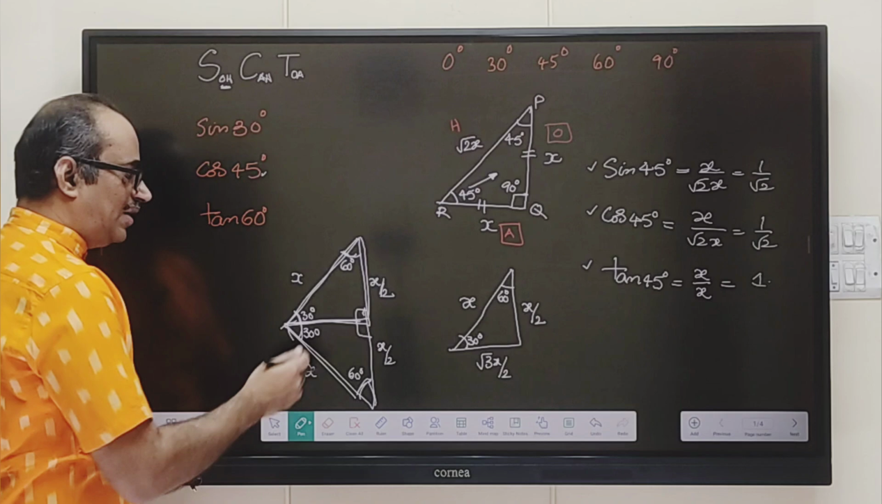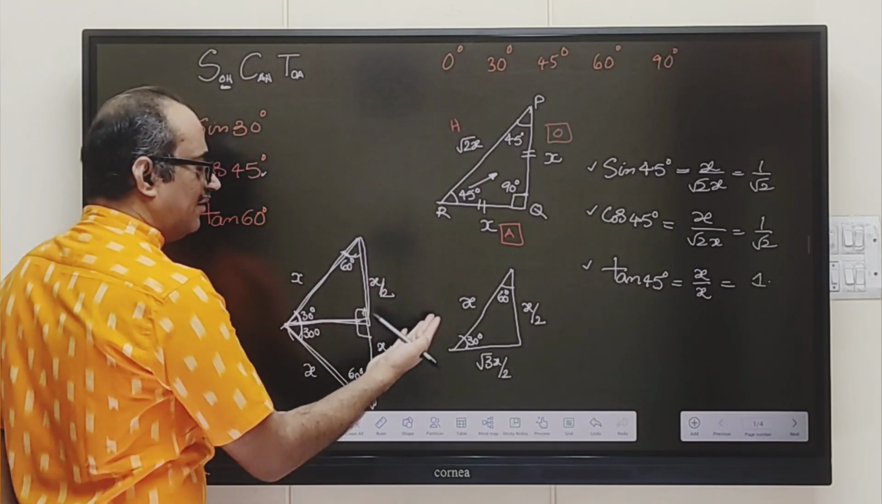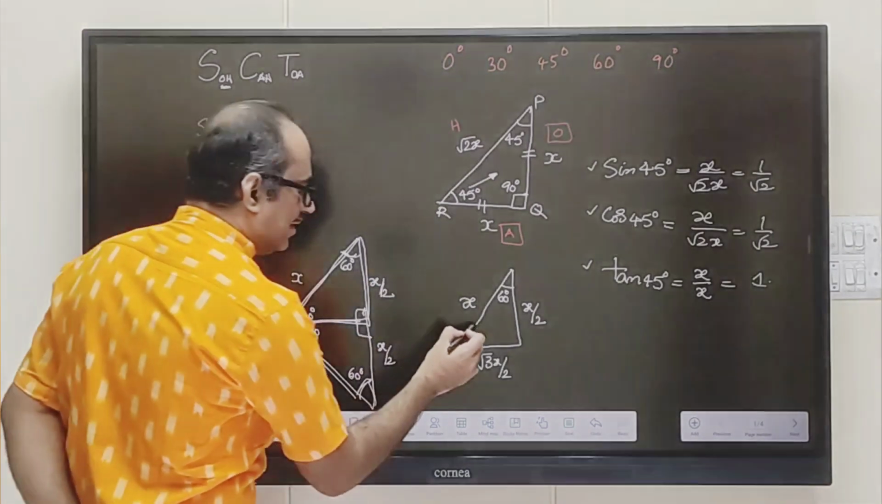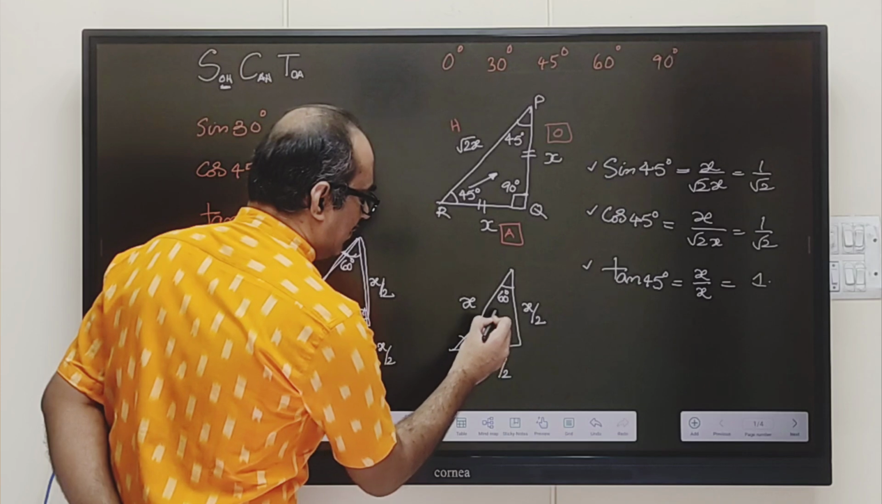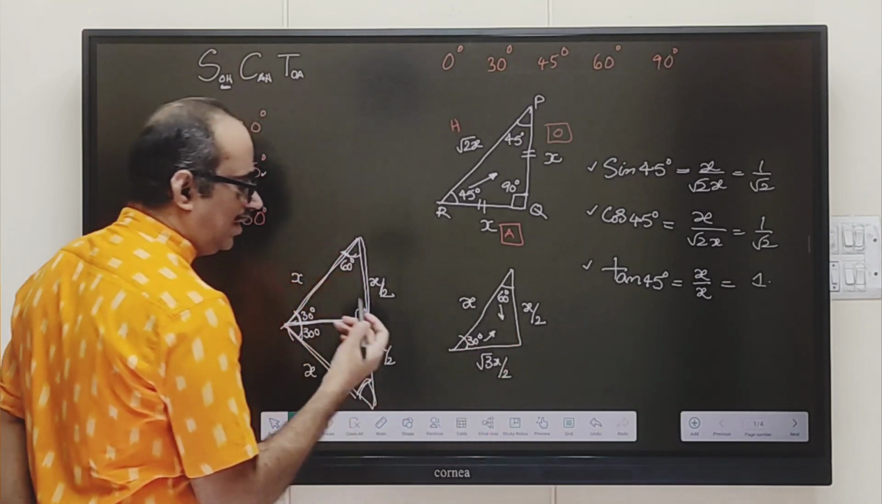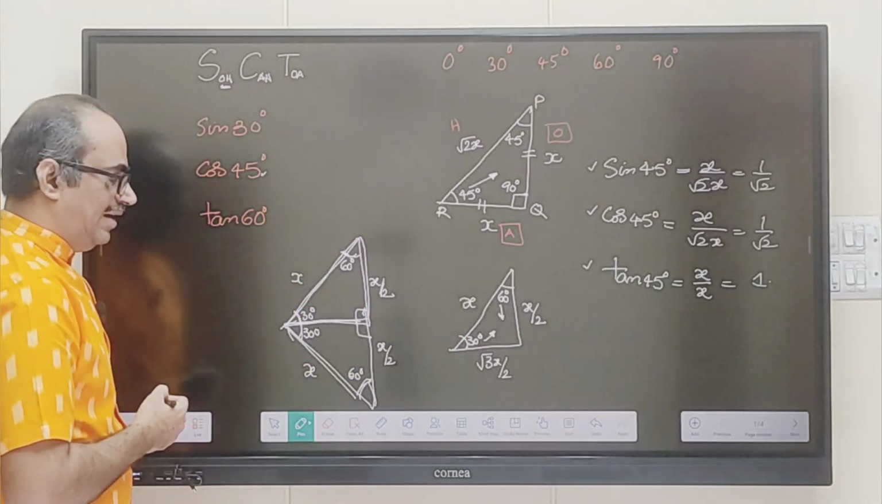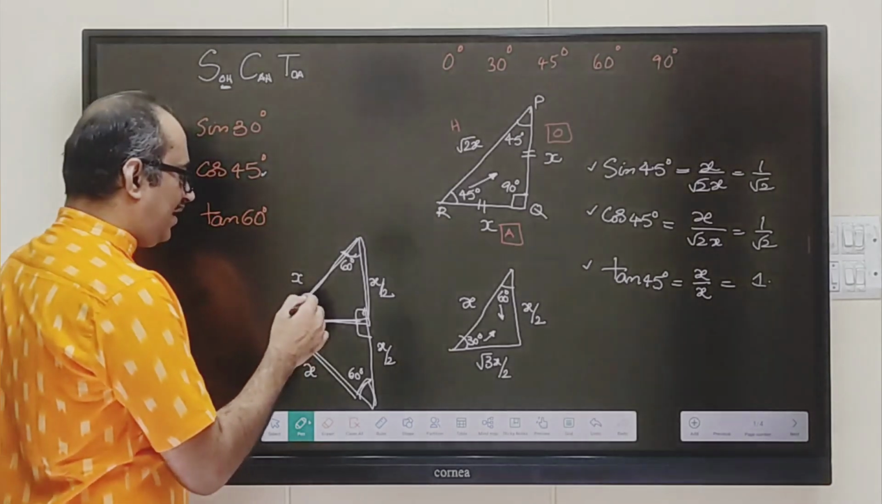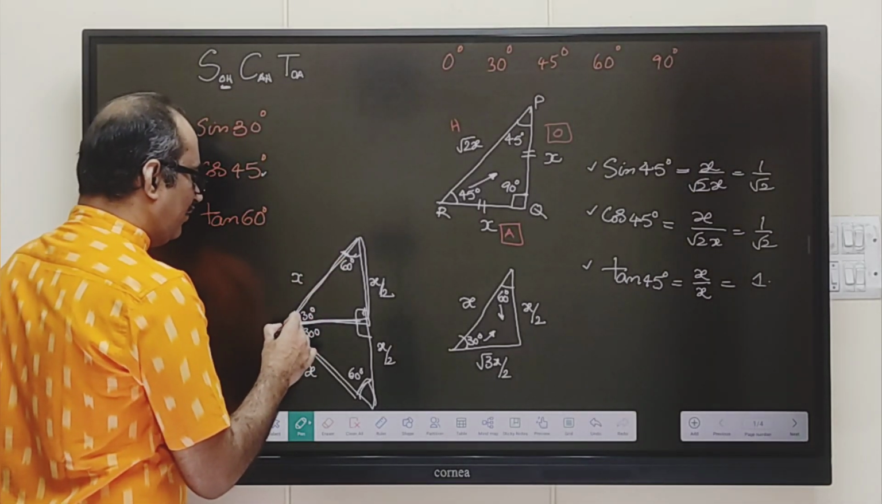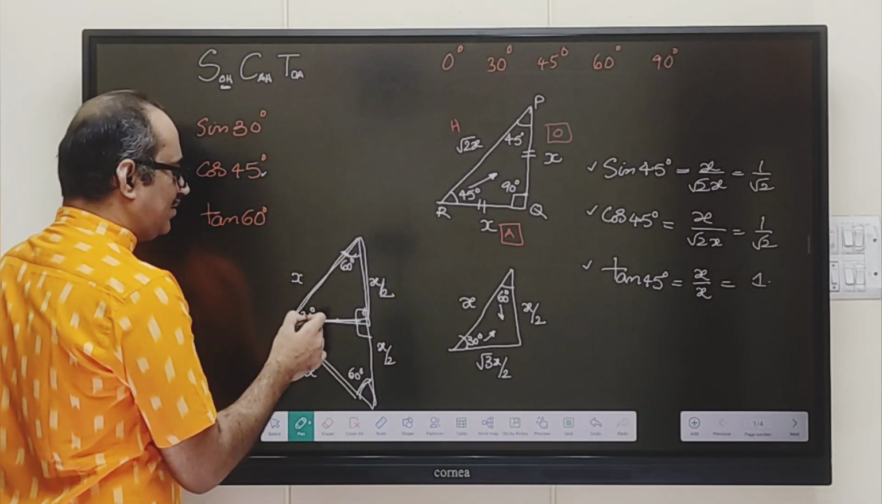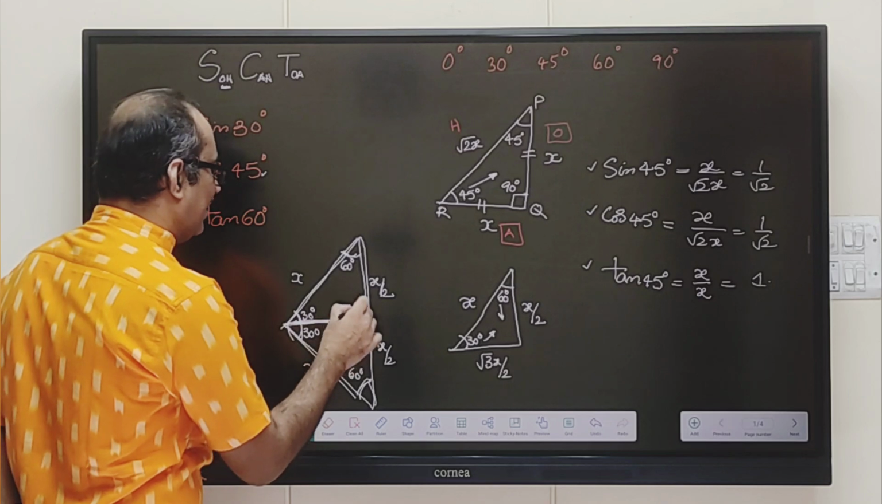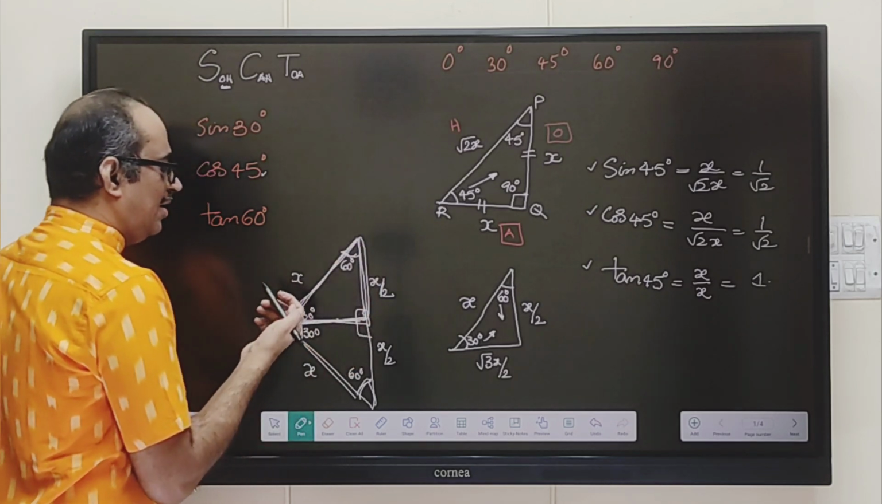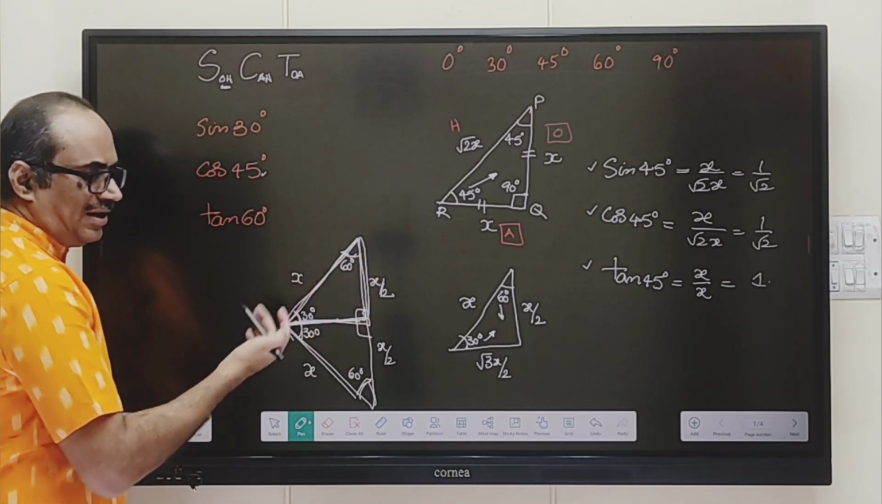Now once we are able to get this information, it is very easy to find out sin 30 or cos 60, whatever we want, because we can apply SOH CAH TOA and we can easily get it. Understand? Let me just recap that again. What we have done, we want to know trigonometric ratios of 30 and 60. So we have taken a triangle 30, 90, 60. But unfortunately, we don't know the ratio of their sides.